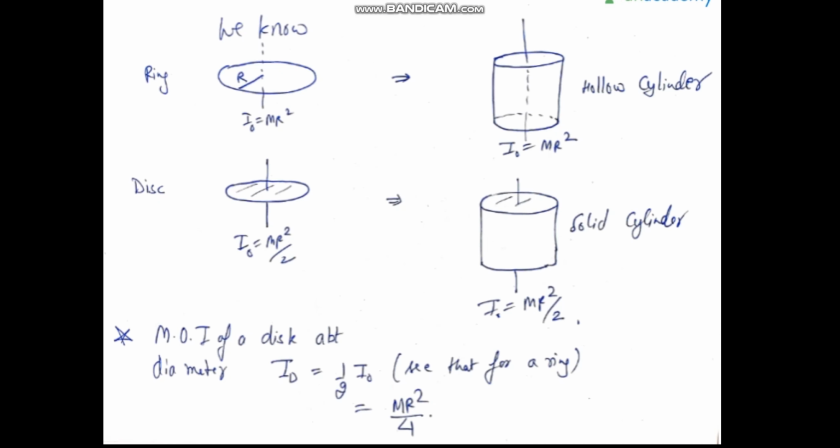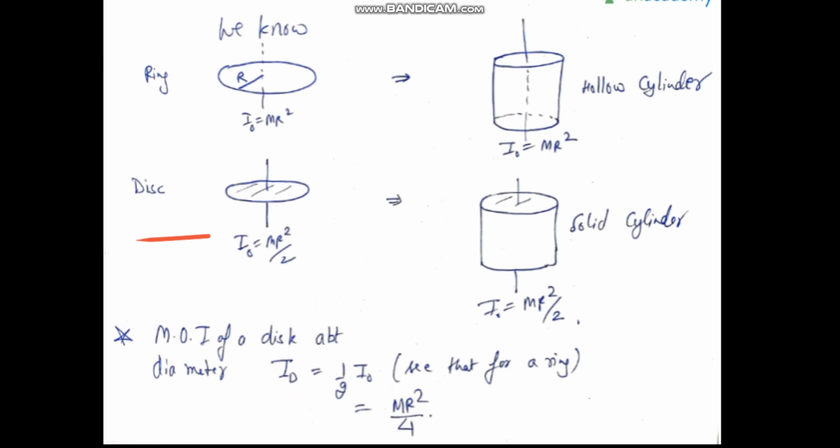Now we can extend this information to cylinders. We derived that for a ring, the moment of inertia about this axis is m r square. Similarly, for a cylinder, the moment of inertia about this axis will also be m r square. The idea is the moment of inertia will not depend on this dimension. As suggested earlier, the geometrical dimension parallel to the axis will not affect it.